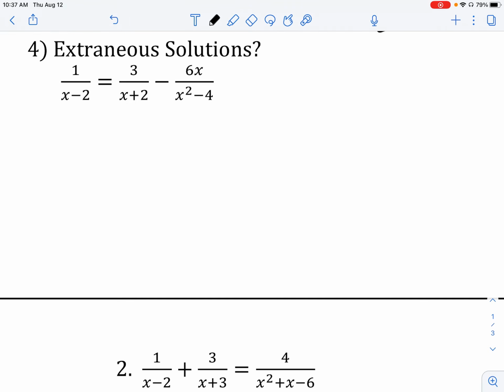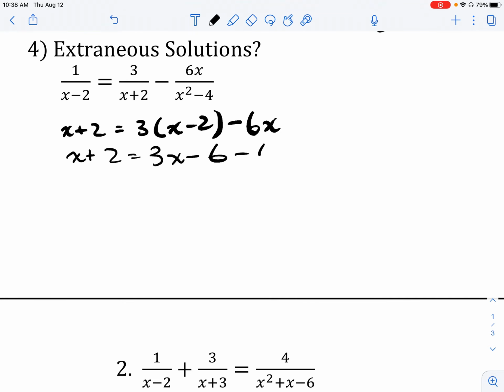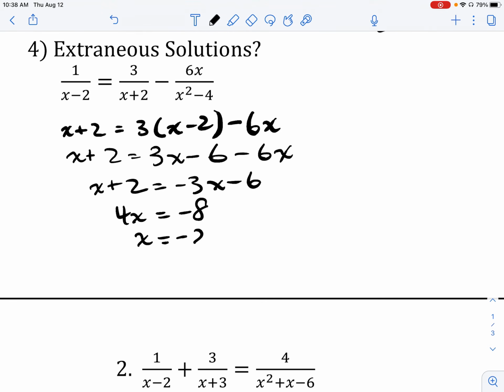Well, welcome back. I'm going to go ahead and work through them now. I'm going to multiply both sides by my LCD, which in this case would be x squared minus 4. So I'm going to now multiply both sides by that LCD, and what's left over is x plus 2 is equal to 3 times x minus 2 minus 6x. And if I continue solving this here, that's 4x is equal to negative 8, x is equal to negative 2.